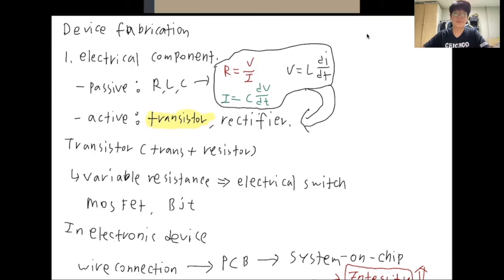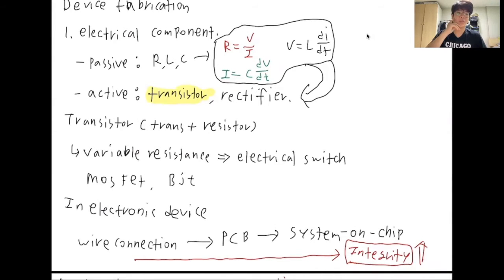Transistor is the sum of the words trans and resistor, which means it can vary resistance with electricity, which means an electrical switch. For example, MOSFETs, metal oxide semiconductor field effect transistors, and bipolar junction transistors.